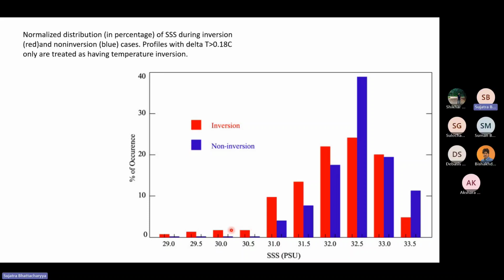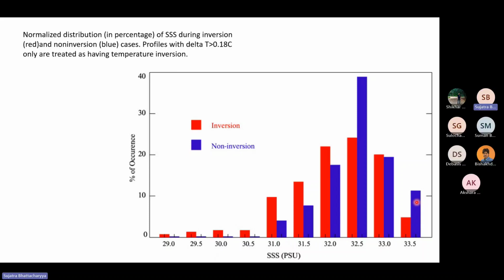whenever there is strong salinity stratification, it is usually accompanied by inversions. When there is moderate to strong salinity stratification, which is around 31 to 32.5, you can see that there are some inversions, not as prominent as the ones where it was strong. And after 33, you have fewer inversions and more non-inversions.